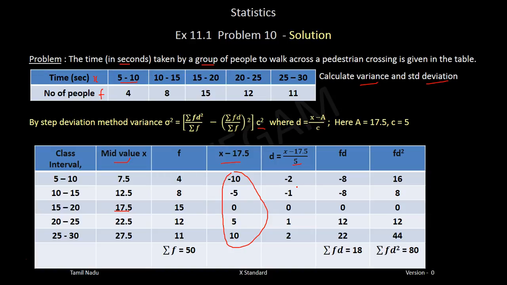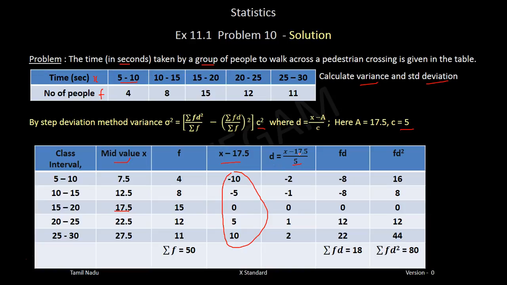Now we go to the next column, where deviation d is calculated, but the only difference is that we find the common factor and divide the whole thing by the common factor. The common factor for all these numbers is 5, so we will divide each and every number by 5. So c is the common factor, taken as 5. You have to remember this c, because it will get multiplied in the formula finally. So c is taken as 5.